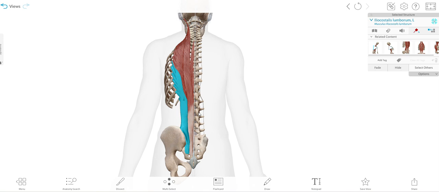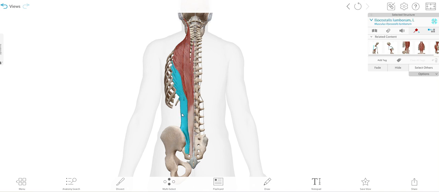Hi everyone, today we are going to be going through the origins and insertions for our erector spinae group, and this muscle group is going to be a part of the intrinsic back muscles in the superficial layer. And the erector spinae group consists of three muscles. We have our iliocostalis muscle, we have our longissimus muscle, and we have our spinalis muscle.